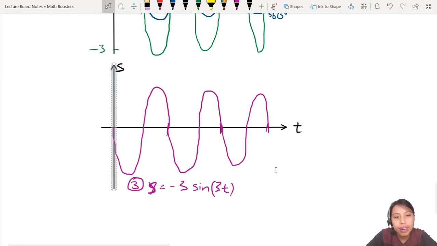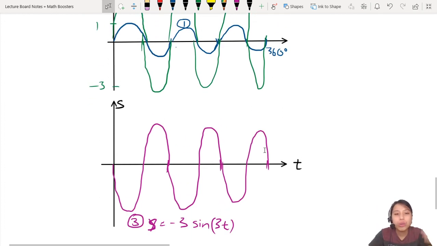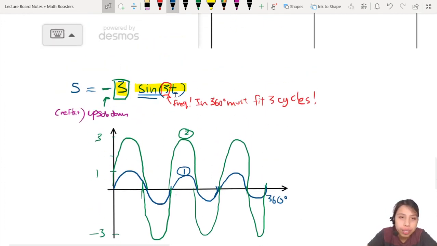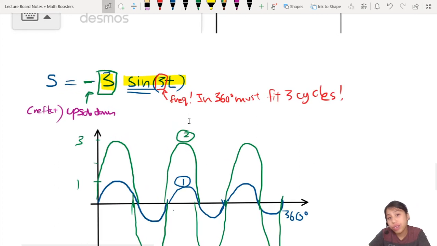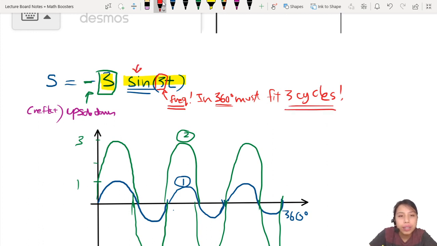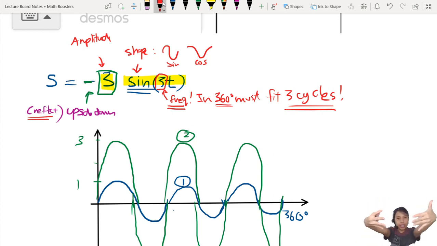So that is how you can play around with graphs. If you know your basics, how to draw, how to reflect, what each part does, then you can draw any kind of graph. You can do the same with the cos graph, it's the underwear shape one. Just remember, the inside number affects frequency. In 360 degrees, how many cycles must you fit? This one will tell you the shape. Is it like this one, go up, go down, or is it your underwear shape, which is the cos or sine? Then the number in front affects amplitude. And lastly, if there are any negative signs, it will tell you whether your underwear shape is right side up or upside down.